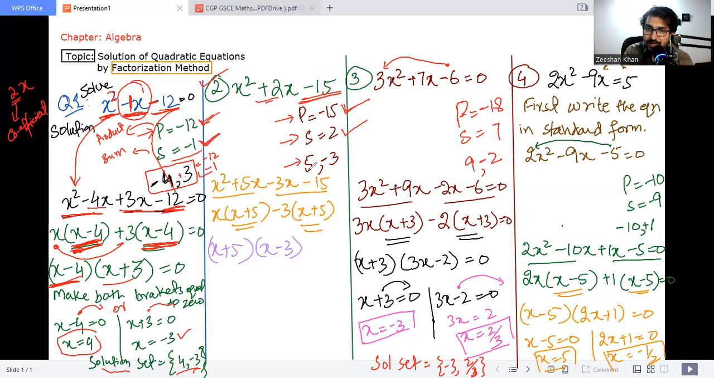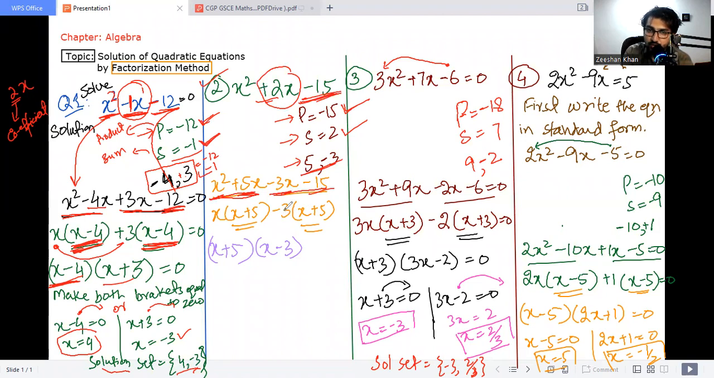So now we will again substitute these two numbers in the given equation. So instead of writing 2x, we will write plus 5x and minus 3x. And I have written minus 15 in its own place and x square in its own place. Now I will take common from the first two terms and I will take common from the last two terms. So x is common here, so I have taken x common. So inside the bracket, x plus 5 is left. And I have taken negative 3 common, so x plus 5 will be left inside the bracket.